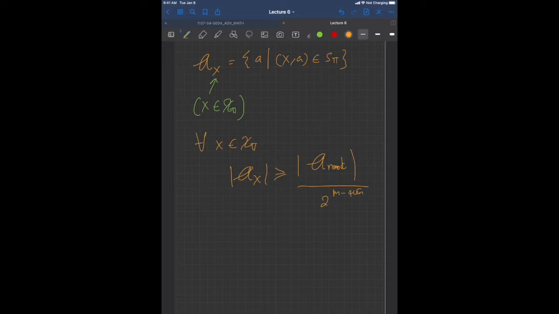So what is A root? At the beginning of the protocol, they have no information on what the vectors are. So the cardinality of A root is the set of all possible m-bit vectors, which is exactly 2 to the m, divided by 2 to the m minus 4 square root m. So we know that there are quite a lot of matrices, and for every matrix there are quite a lot of A's that are left.